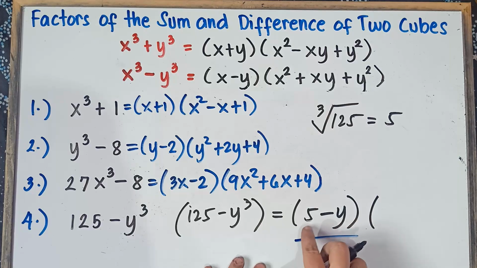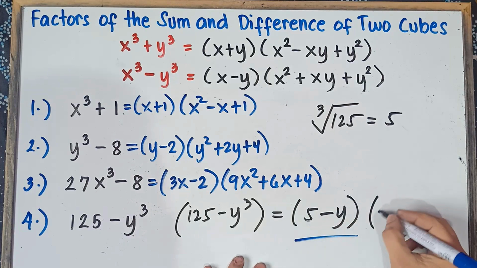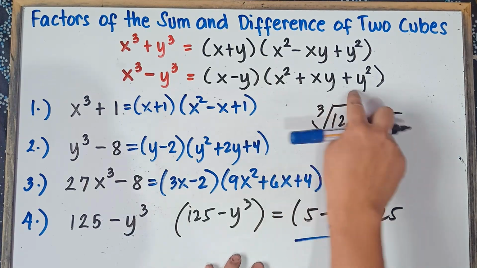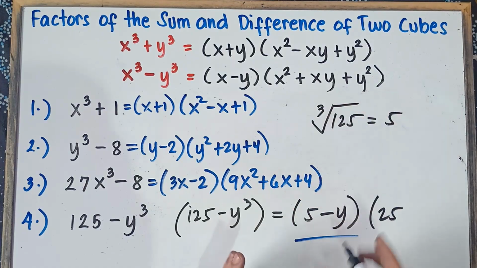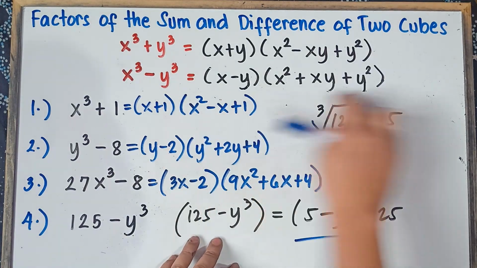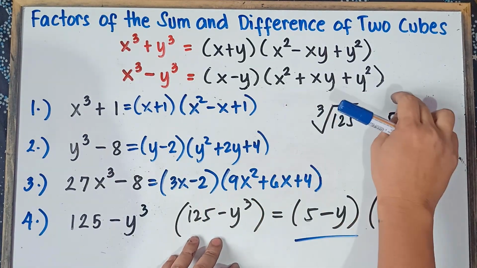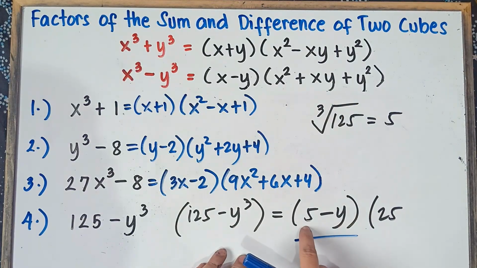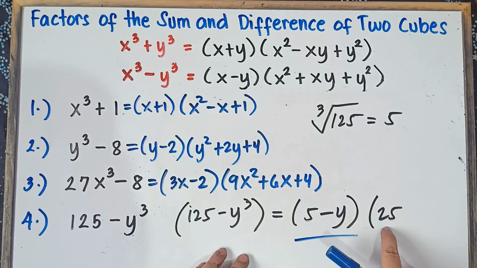Get the square of the first term, 5 times 5, that would be 25. Now, all of our answer, class, will be all positive. Once again, class, check this one out. If you have a minus sign on your first factor, your second factor, class, must be all positive. Get the square of the first term, 5 times 5, that would be 25.